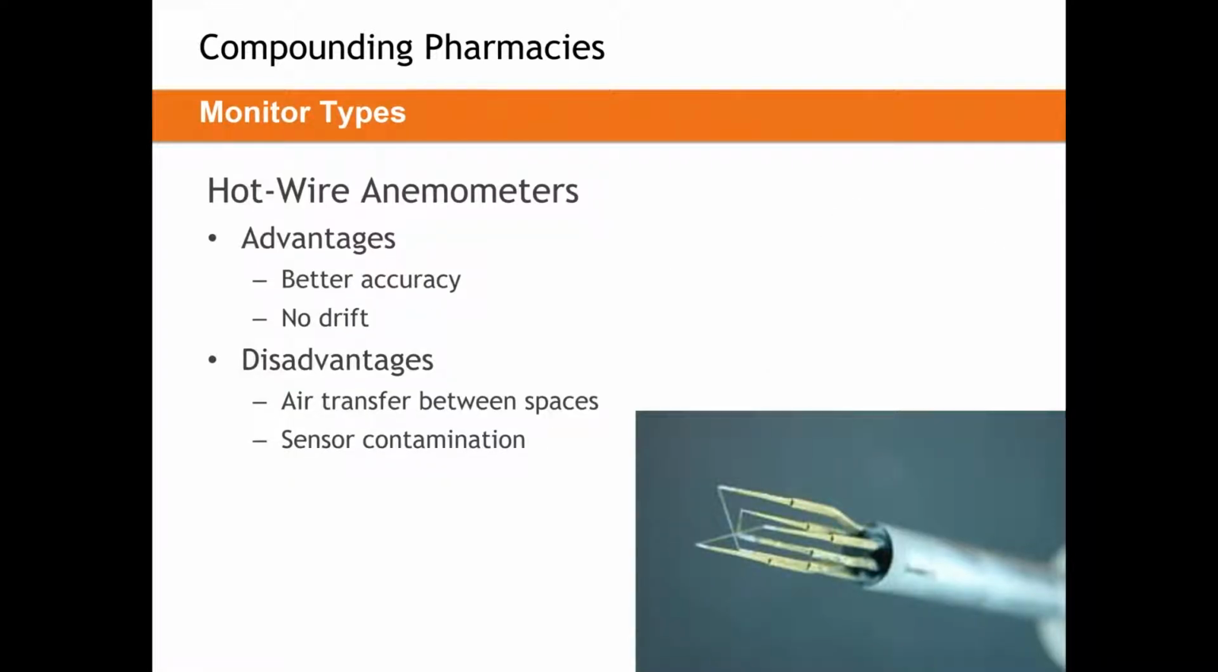The next technology you may be familiar with would be a hot wire anemometer. So hot wires are known to be more accurate than a diaphragm sensor. They also come at a slightly higher price point, typically. That's the trade-off you make for that accuracy. Now they are more accurate and they don't drift over time. There's nothing to stretch or change physically in this device.